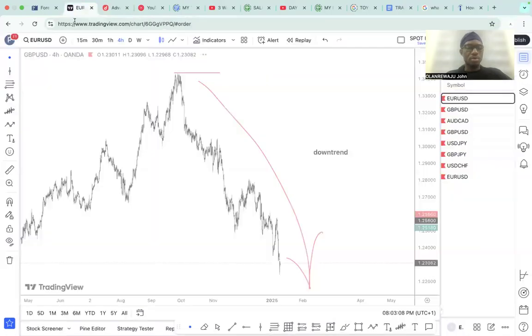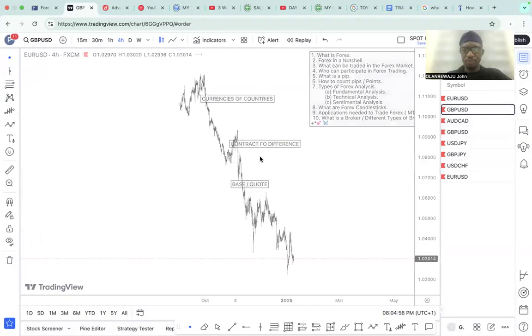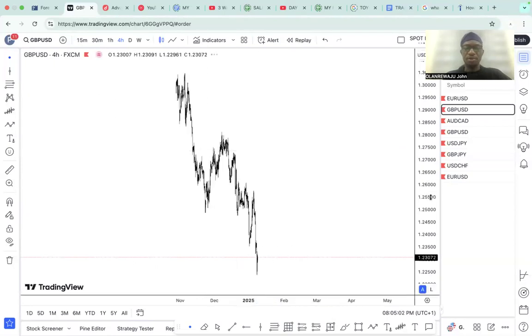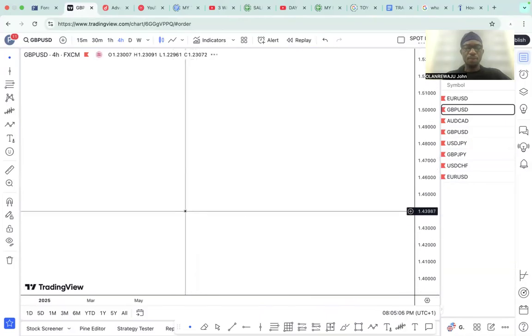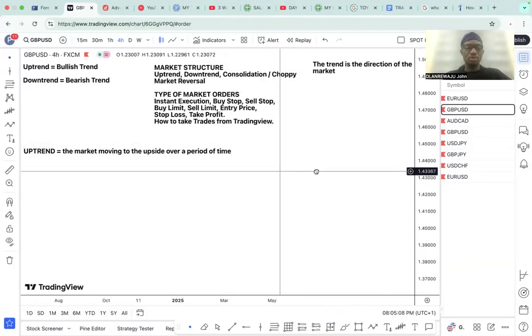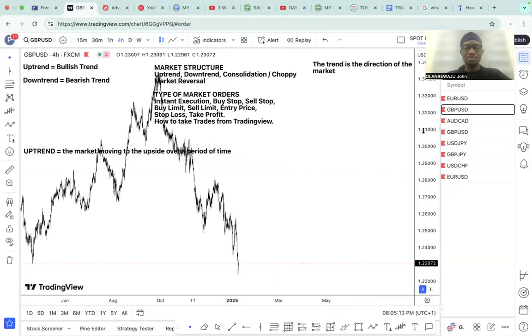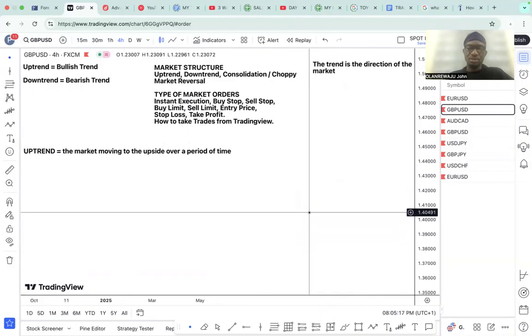So we are talking about market structure here, and I was talking about the fact that the market has its characteristics. When the market wants to move either to the upside or to the downside, the market does not move in a straight line. And I was trying to give us the characteristics of an uptrending market.